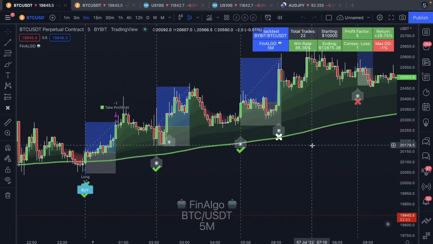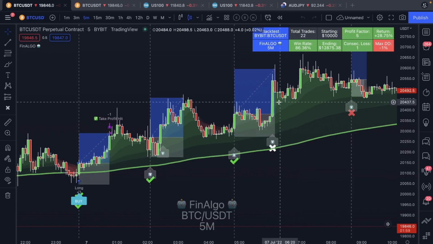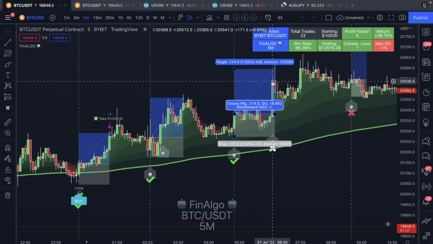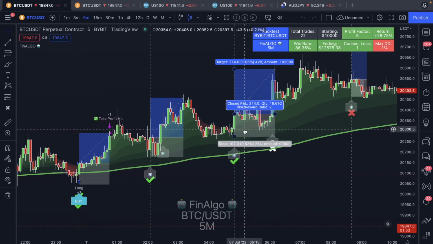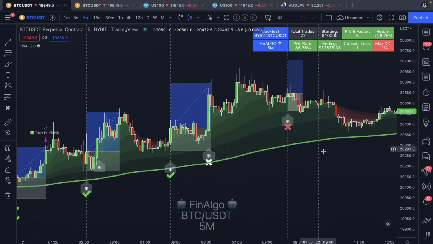I didn't take this signal because first of all, the candle was too big. If I would have entered up here on this candle, my stop loss would have been all the way down here, and I don't like those setups. I like them to be nice and tight. And here we had a losing trade.